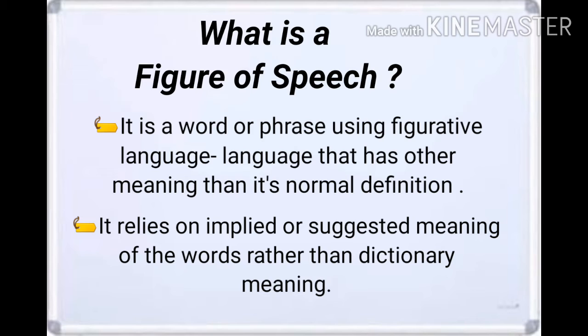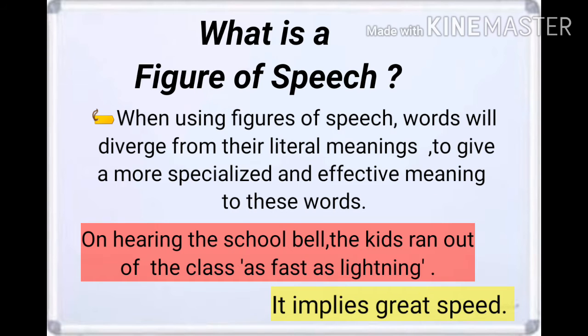You have to make a vivid imagination in order to understand what this figure of speech stands for, rather than considering the dictionary meaning. When using figures of speech, words will diverge from their literal meaning to give a more specialized and effective meaning to these words. For example, on hearing the school bell, the kids ran out of the class as fast as lightning. Here, it doesn't mean that the kids' speed is same as the lightning, but the both are just similar. It implies that they are running with great speed.